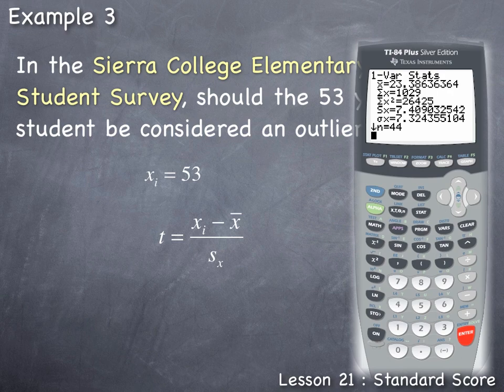We could use all the decimal places displayed in the calculator, but if we wanted to round off, we need to carry 3 places after the decimal so that we can have the 2 places of accuracy after the decimal we need in the standard score. So here we can use the mean x bar of 23.386, and we can use the sample standard deviation s sub x value of 7.409.